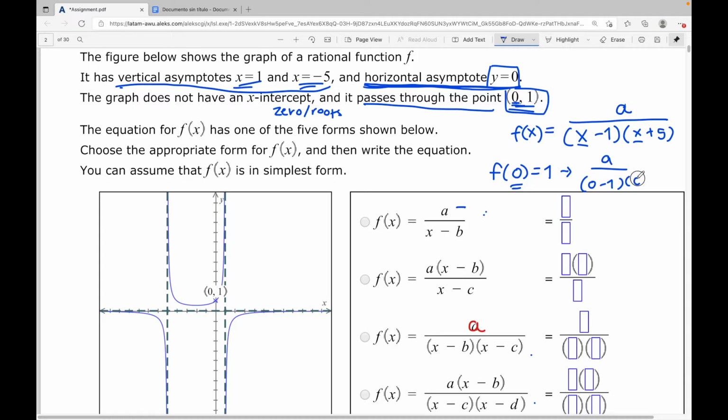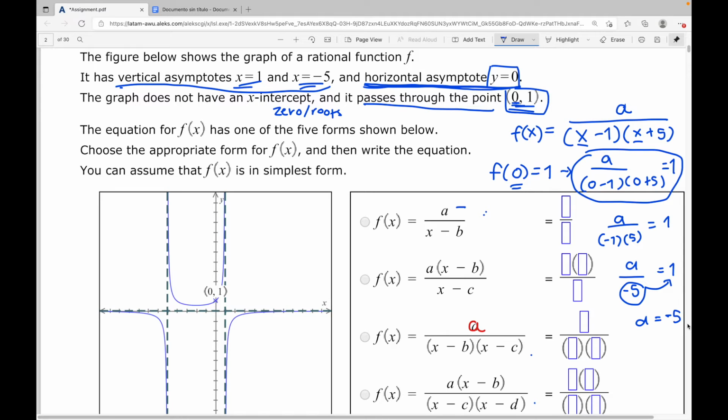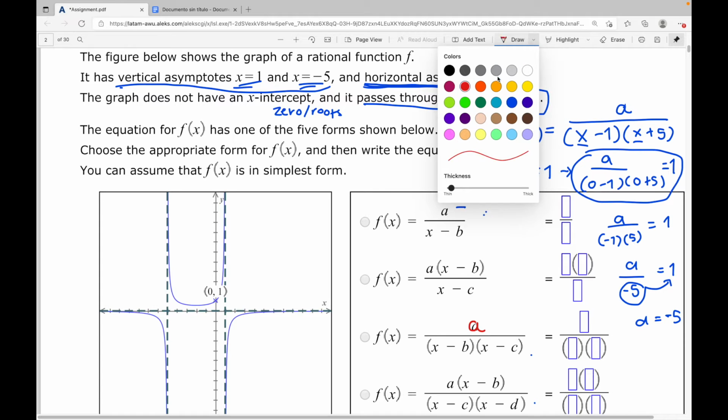And if we solve for a, now that we evaluated, we know that evaluating at 0 is going to give us 1, right? So we use this to get a. First, we simplify. So this is -1 times 5. And then we've got to get rid of the denominator, right? So if it's dividing here, we pass it multiplying. So a equals -5. Okay? So now that we have the value of a, we just replace it here.